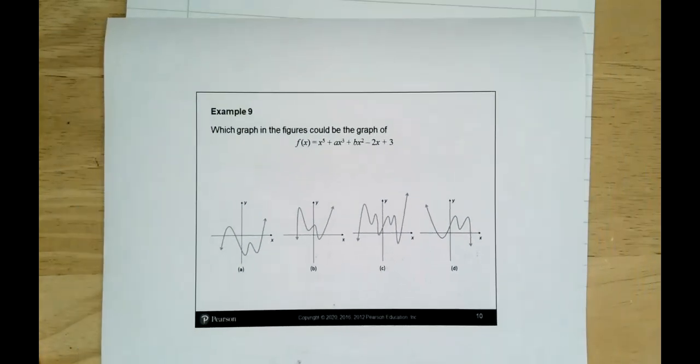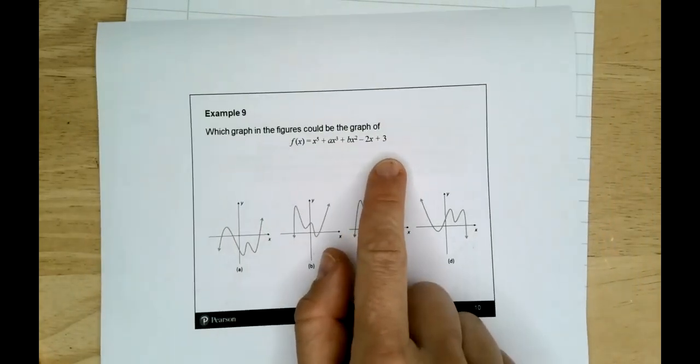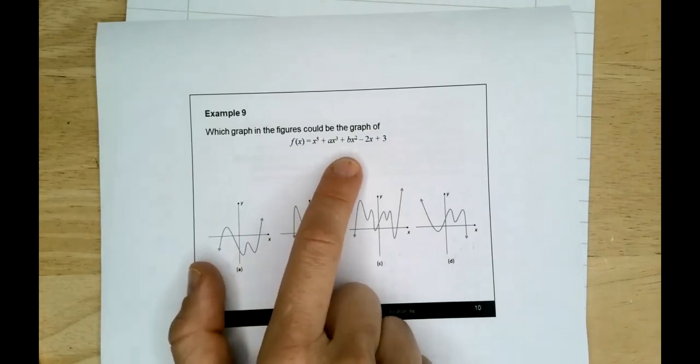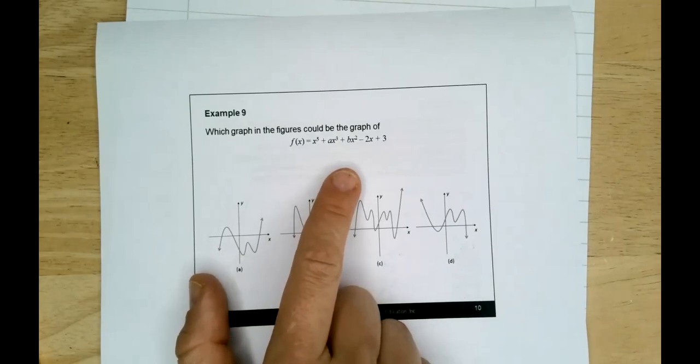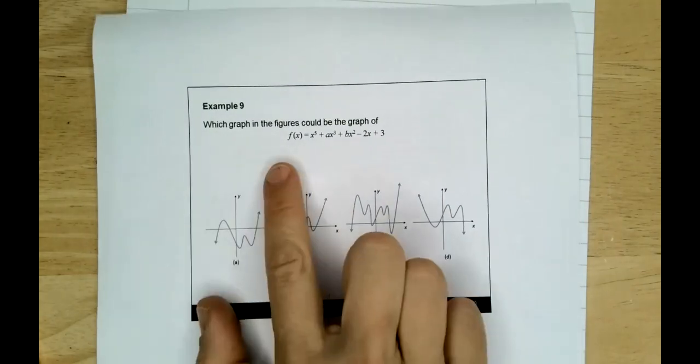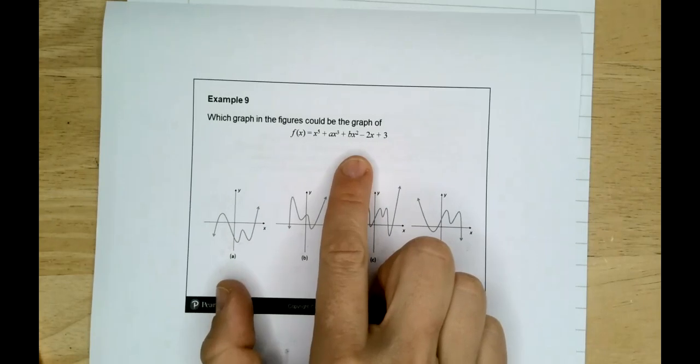Page 10 asks us, what graph of the figures could be the graph of f of x equals x to the 5th plus ax cubed plus bx squared minus 2x plus 3, right? So you can't really put this into Desmos because Desmos isn't going to graph something with an a and a b in it as well as an x, right? There's a little bit of mystery, so we have to use the skills we've learned today to figure out as much as possible what this looks like.